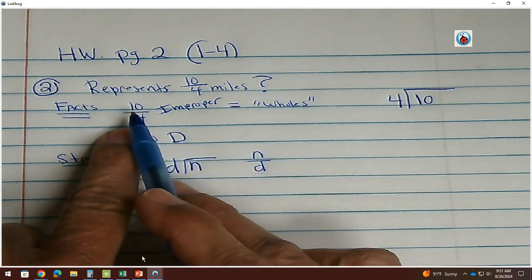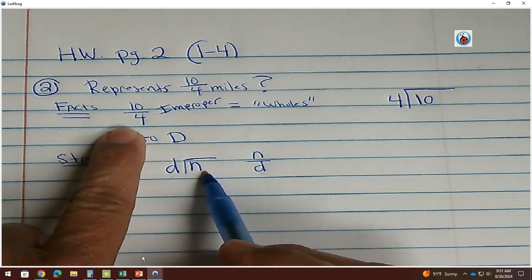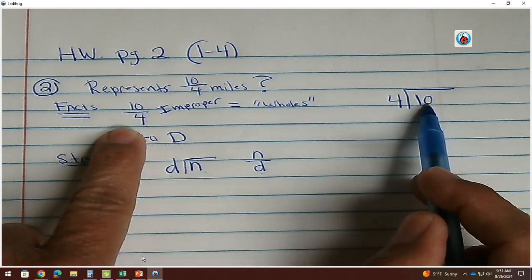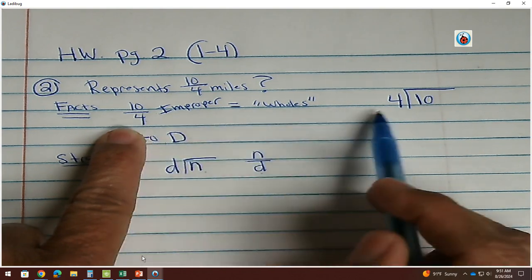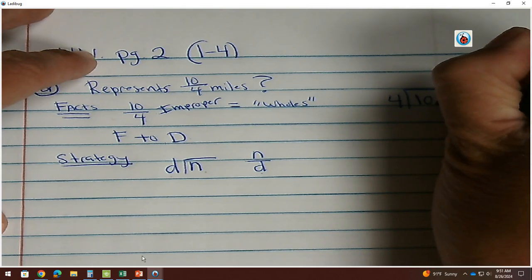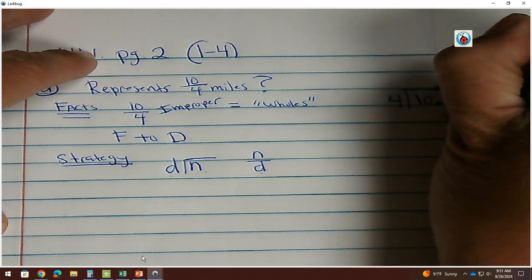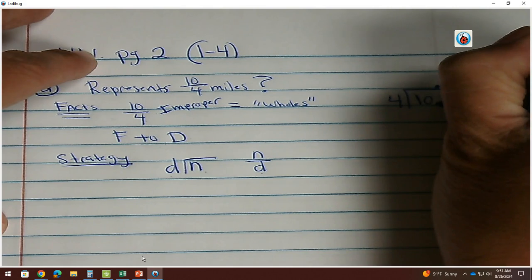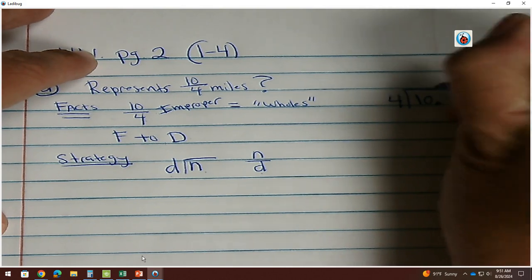The numerator, which is 10, goes inside. The denominator, 4, goes outside. Now I'll put my decimal point at the end. And that's where many kids mess up. You forget to put it. You need to put it quickly at the end, guys.